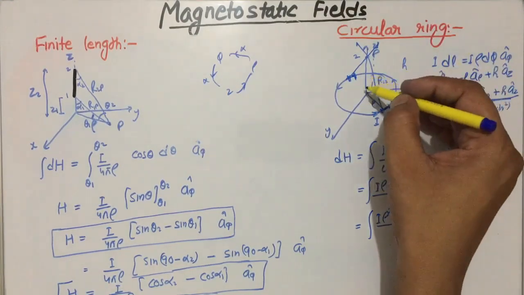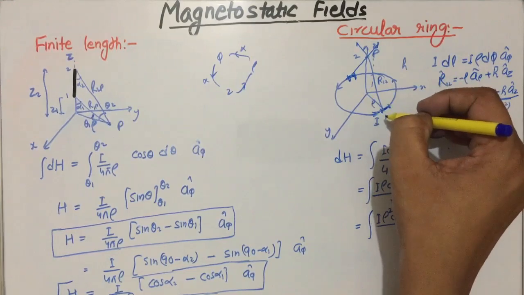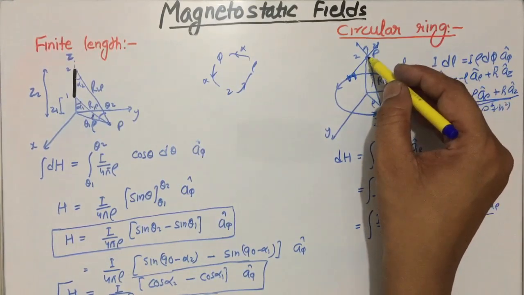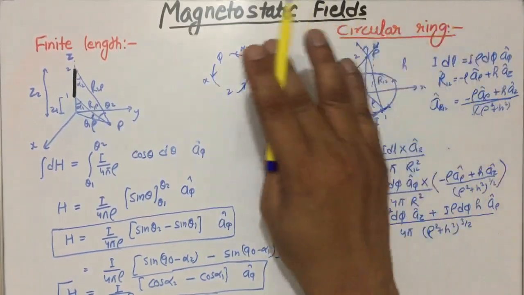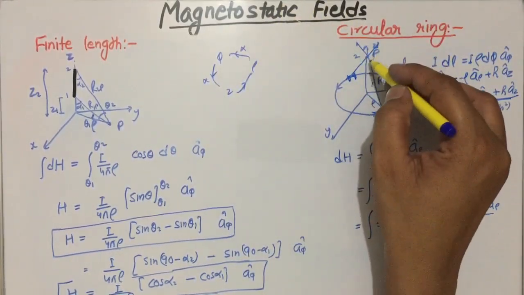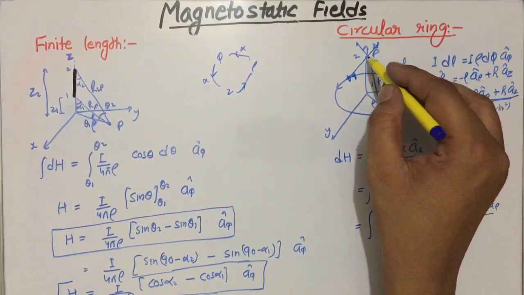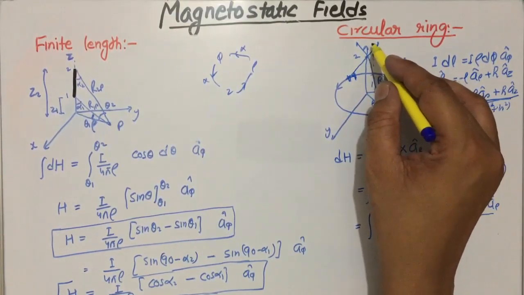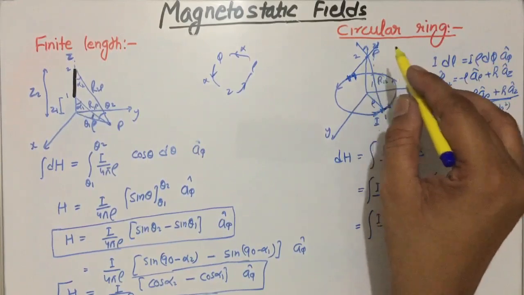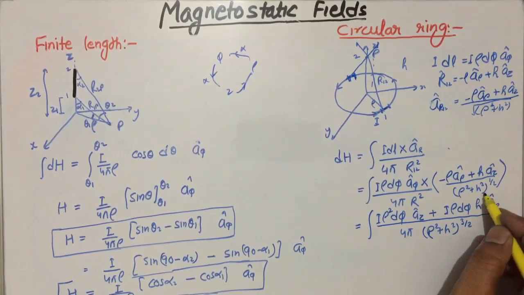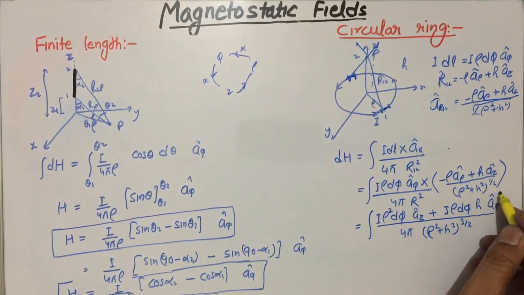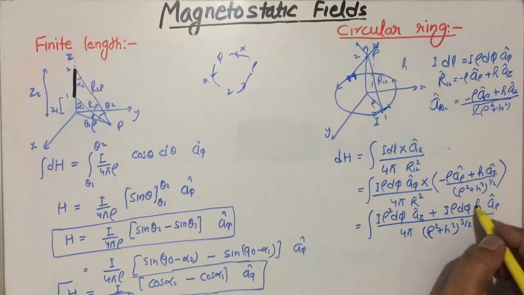Just assume the rho direction is this. So parallel to the plane, all the components of this parallel to the plane will be cancelled out. Only the component normal to the plane will be there, that is the z direction. So the analysis tells us that this component will be absent. In the direction of a rho, the component will be absent.